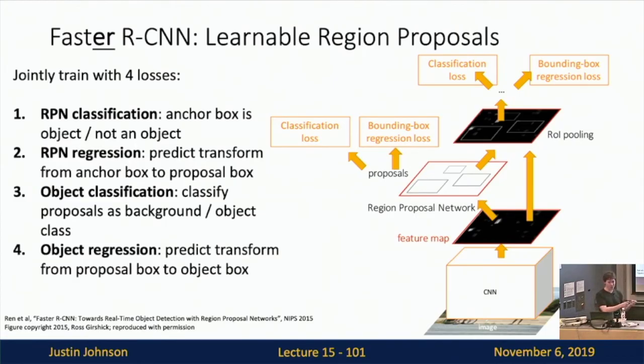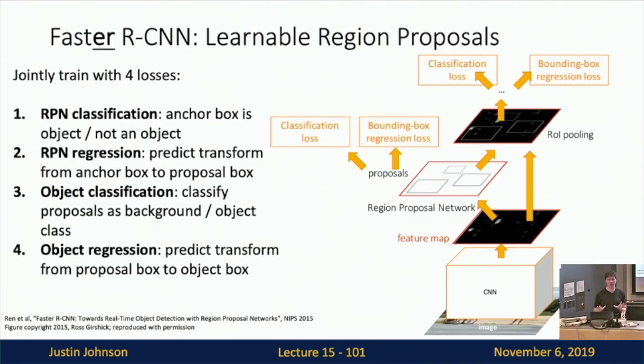Okay, and then we have all the stuff from Fast R-CNN, which means that for each of the region proposals coming out of the region proposal network, we're going to run this per-region network on each of the proposals, which then gives us 2 more losses. One is the object classification loss that tells us what is its object category or is it background, and the final object regression loss that is going to regress again from the region proposal output from the RPN to the final box that will be output from the object detector.